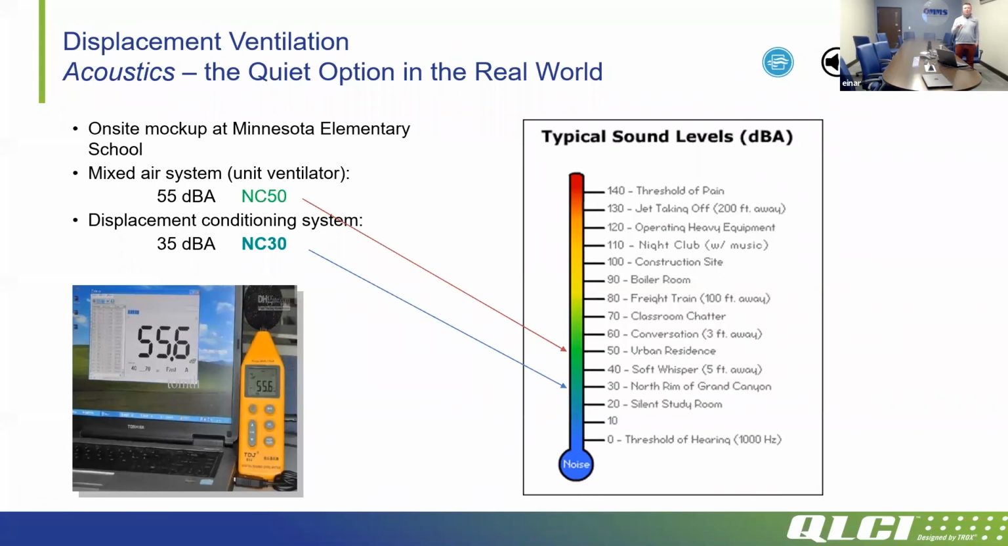Here's a real world example again. A mixed air system where one room was being served with a unit vent and right next door was one being served with a DOAS unit and displacement. There was a 20 dB difference between the background noises in those rooms. Considerable for sure.